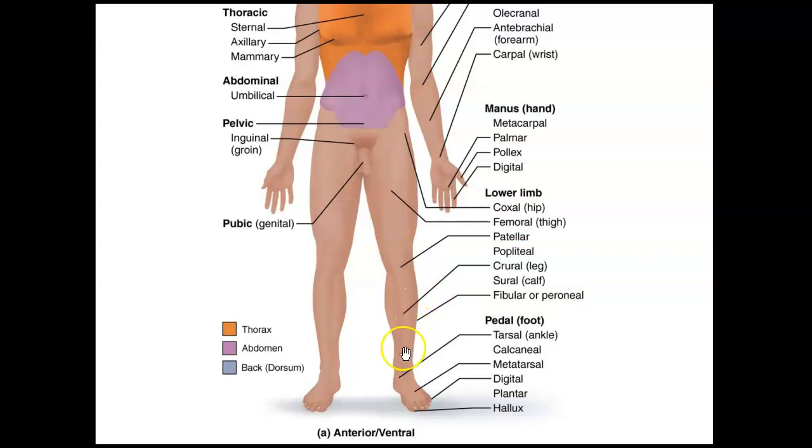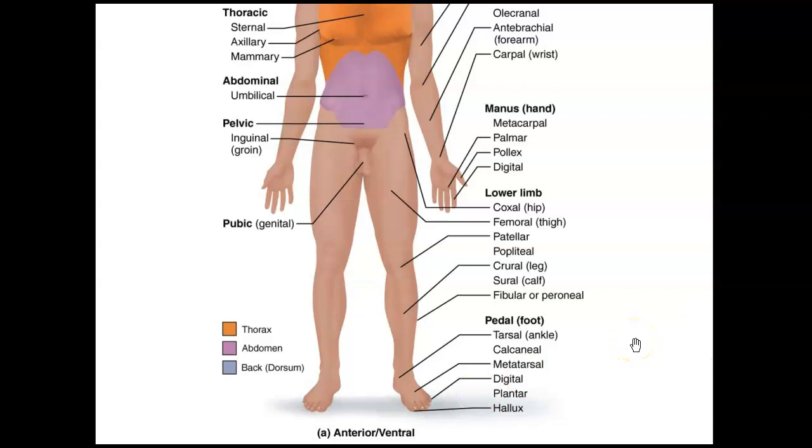The lateral side of the leg is the fibular or peroneal region. Fibular is more common. Then the pedal region is the foot, and that includes the ankle, which is tarsal. And then the heel is calcaneal, which will be on the posterior figure. Metatarsal is the top of the foot, and then you have the digital, which is all of the toes except the big toe. The big toe or great toe is called the hallux.